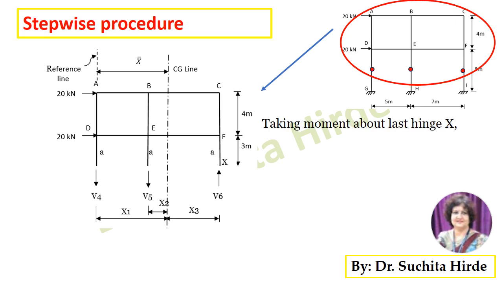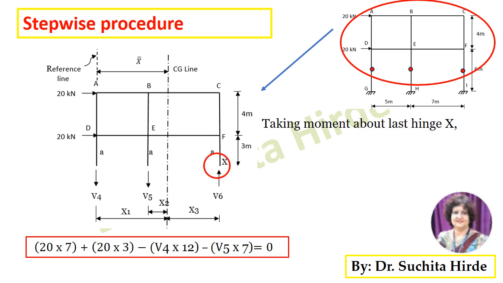After that, we have to take the moment about the last hinge X. If you take the moment about X, the moment of the top horizontal force 20 kilonewton is 20 into 7 because its vertical distance from the hinge is 7 meter. Moment of the second 20 kilonewton is 20 into 3, minus V4 into 12, minus V5 into 7 is equal to 0.